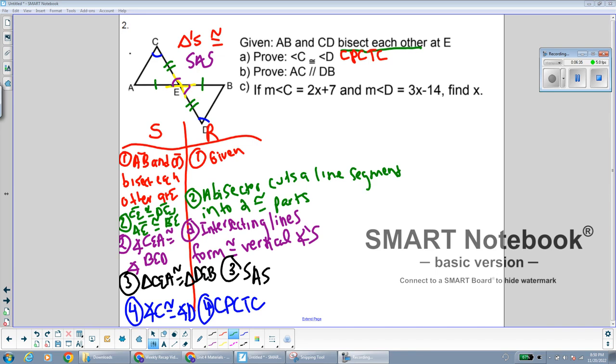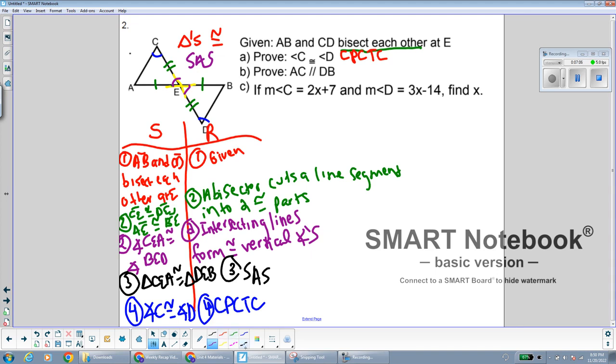Then we have all of our information for SAS. We mentioned the angle, and we mentioned the two sides surrounding the angles. And then finally, once we have our triangles congruent, the corresponding angles are also congruent with CPCTC. Now we can move on to part B. Part B says to prove that line segment AC is parallel to line segment DB. Well, in our last step of the proof, we proved that angle C was congruent to angle D.